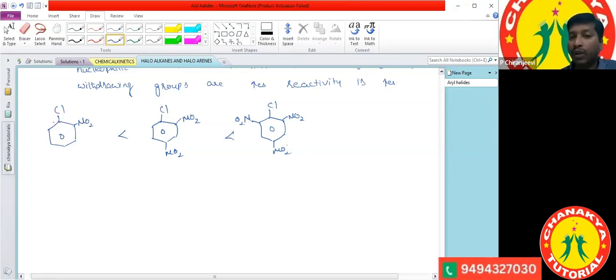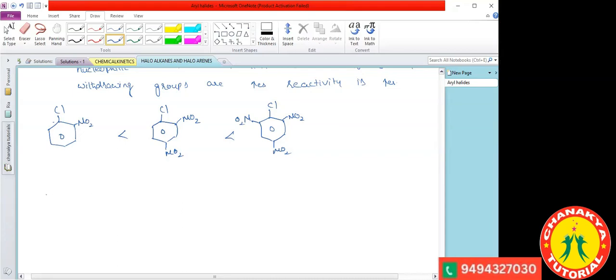Now which one reacts more with sodium hydroxide? Trinitrochlorobenzene is more reactive towards the nucleophilic substitution reaction. Now, did you get the clarity? Is anyone having doubt? No one has doubt now? Okay.